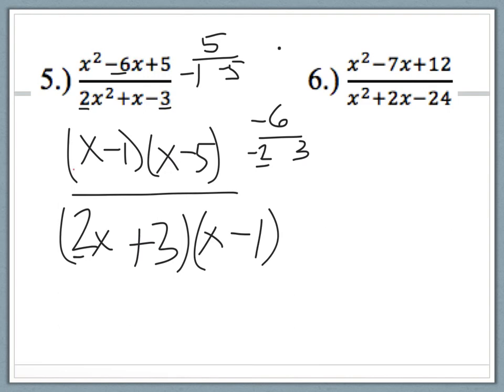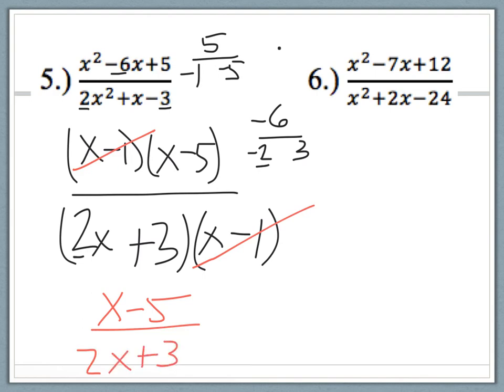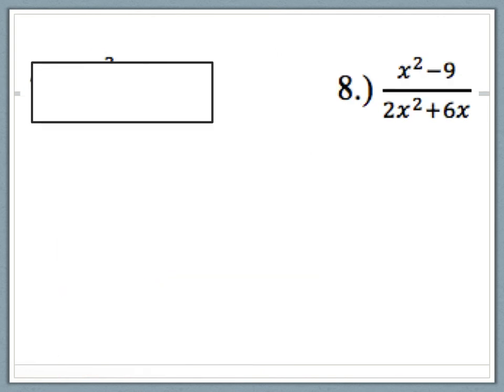So x minus 1, boom. For this x minus 1, boom. So then let's write what we have left. We have (x minus 5) over (2x plus 3). I don't have anything else that I can cancel out since these are both kind of package deals. So there's our answer. Okay, let's go ahead and look at number 8.